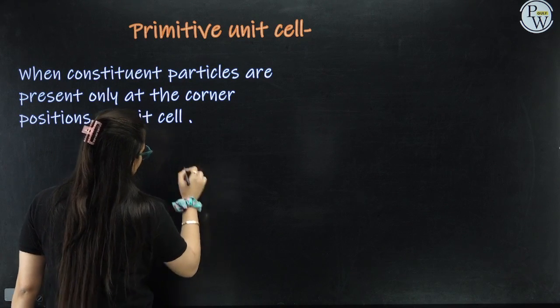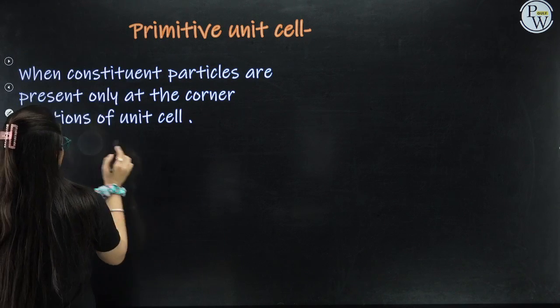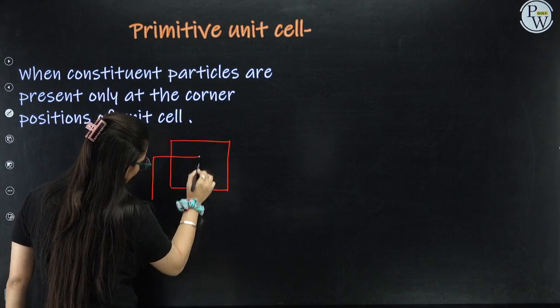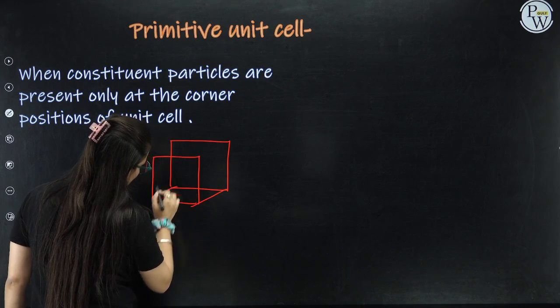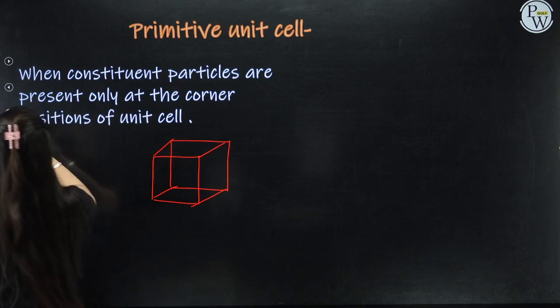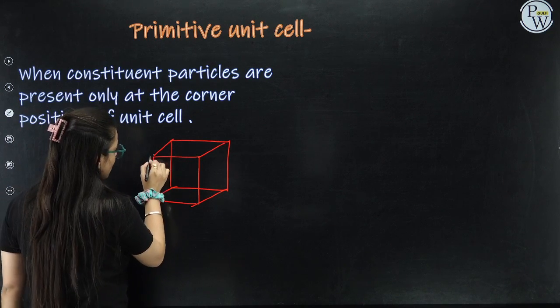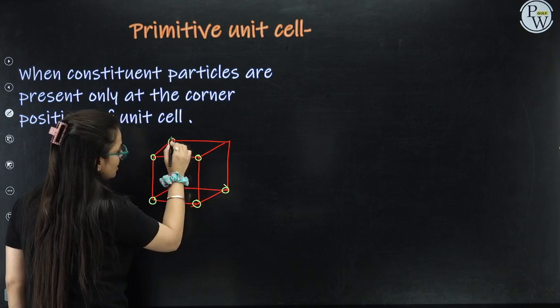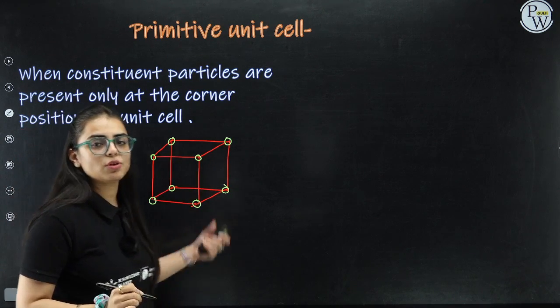So, for example, this is your unit cell, students. Okay, cubic unit cell. Now, see, what are the corners? 1, 2, 3, 4, 5, 6, 7, 8. If atoms are kept on them, that will form a primitive unit cell.